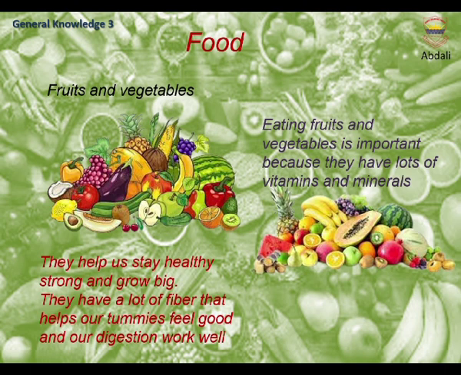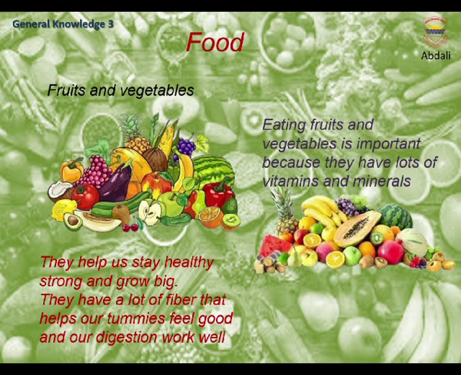Fruits and vegetables. Eating fruits and vegetables is important because they have lots of vitamins and minerals. These help us stay healthy, have strong bodies, and grow big. They also have fiber that helps our tummies feel good and our digestion work well. Dried fruits and nuts. Dried fruits and nuts give us energy to run, jump, and play. They are like tiny power-ups for our bodies. They also have vitamins and minerals that help our bodies stay strong.